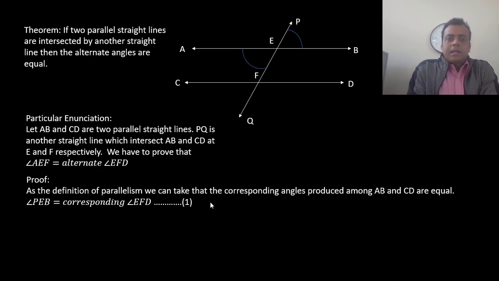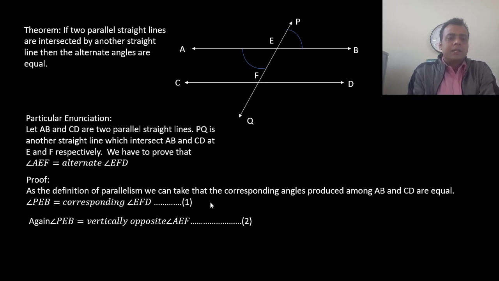Now we can see that angle PEB is also equal to angle AEF. Why? Because they are vertically opposite angles among AB and PQ. So we can write again, angle PEB is equal to vertically opposite angle AEF.